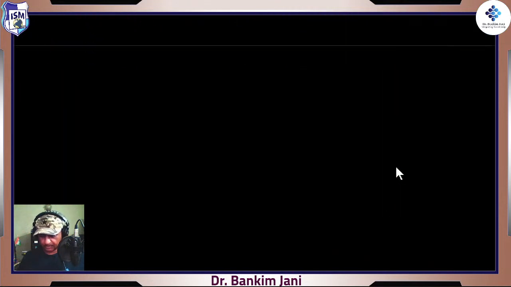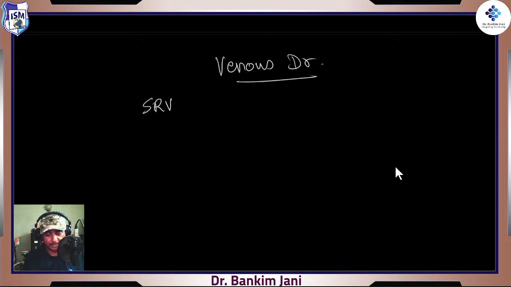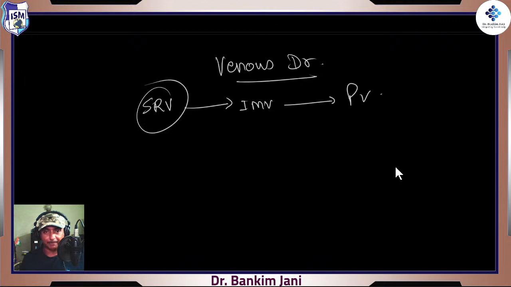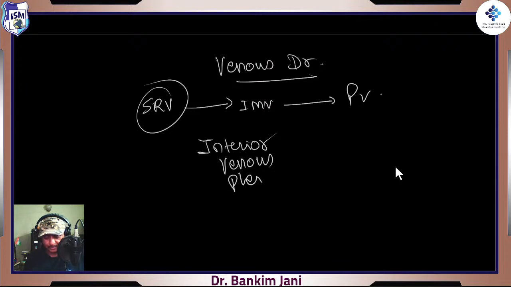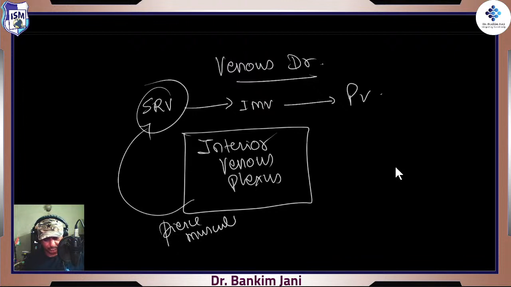All right. From this point onwards, things are pretty easy. In the venous drainage, in fact, we have drawn everything, so we know that the superior rectal vein will be draining into the inferior mesenteric vein all the way, and it will go into the portal vein. But this superior rectal vein is handling the internal venous plexus. That's the important part. So all those tributaries are draining into the superior rectal vein, and yes, they do pierce the muscular coat.